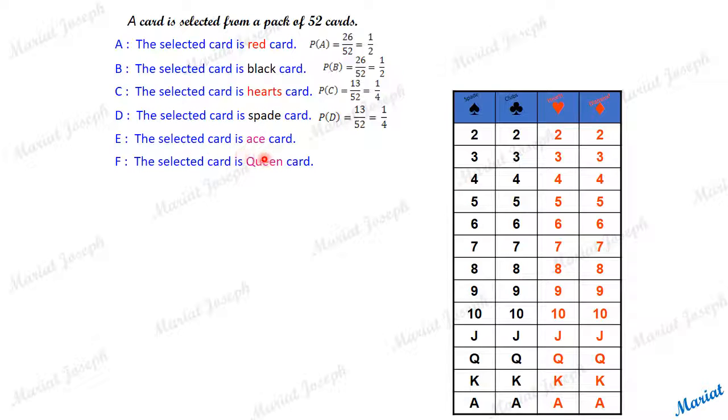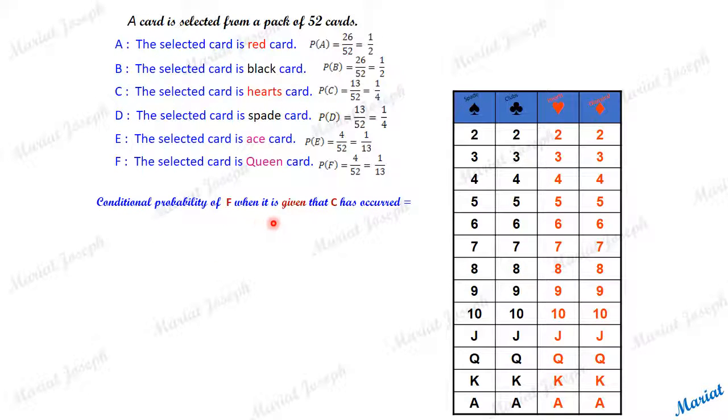And there are 4 ace cards. Hence, the probability is 4 by 52 for the event E. Event F has the probability again 4 by 52. 4 by 52 is equal to 1 by 13. These are all simple probabilities. Now, we are going to make the condition of the probability of another event. Conditional probability of F when it is given that C has occurred, when it is known that C has already occurred.